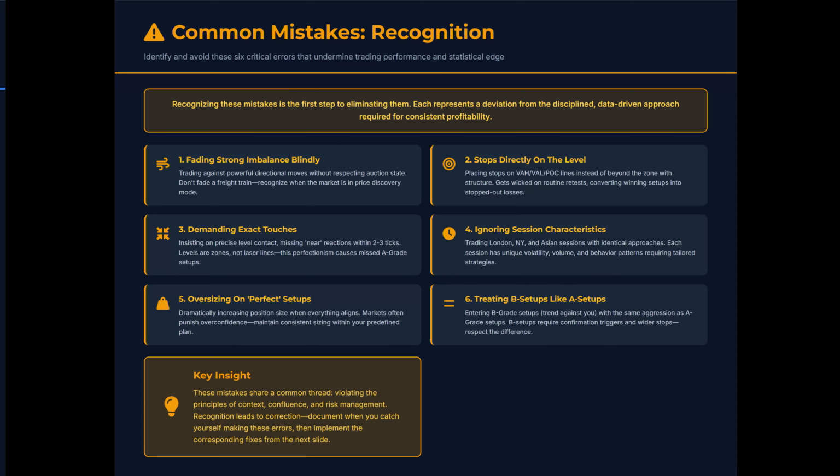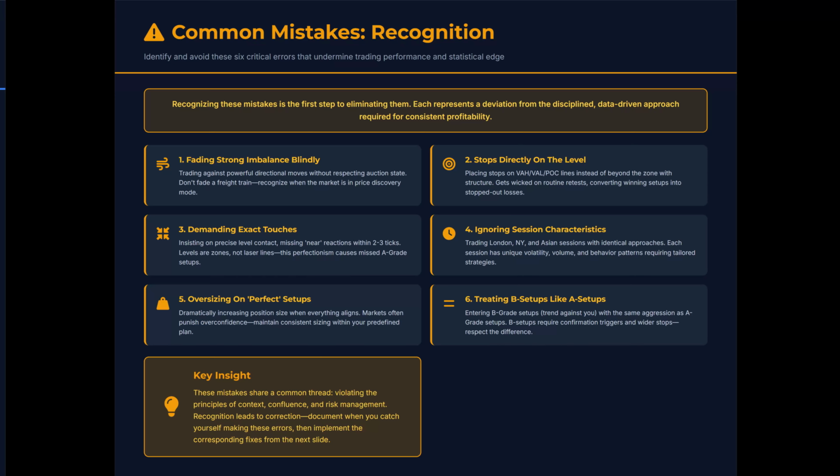Mistake number 4, ignoring session characteristics. This is trading London, New York, and Asian sessions with identical approaches. Each has unique volatility, volume, and behavior patterns requiring tailored strategies. New York offers high volume and strong reactions. Asian overnight offers thin volume and requires more confirmation. London can deliver explosive moves during the overlap. One size fits all doesn't work. Adapt your approach to the session you're trading.